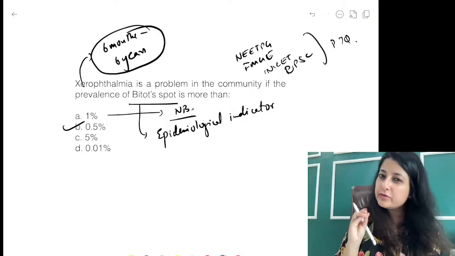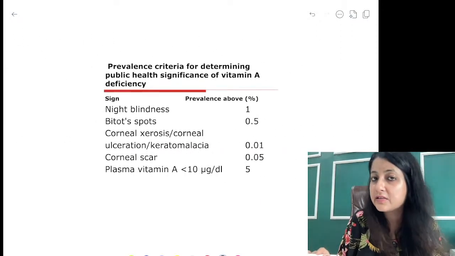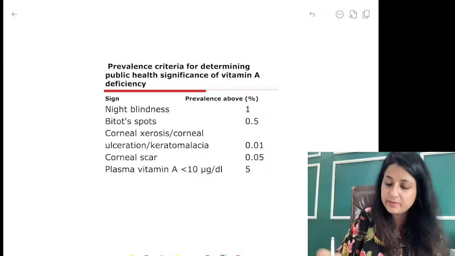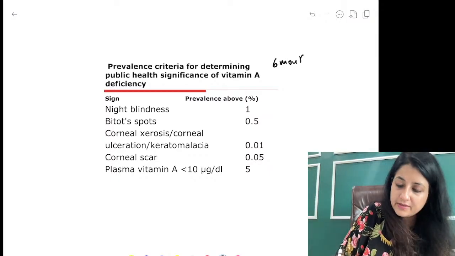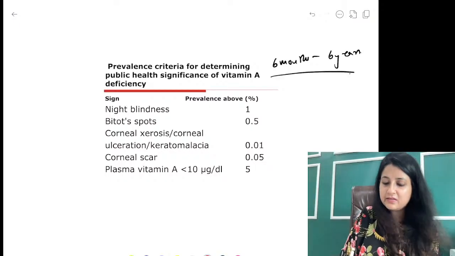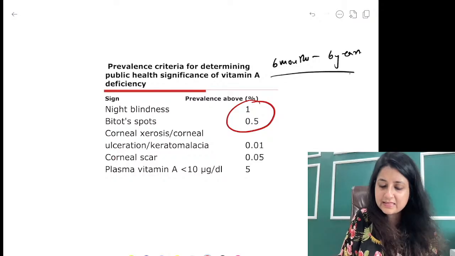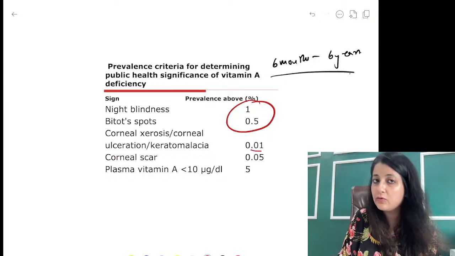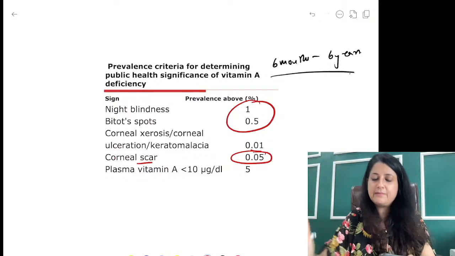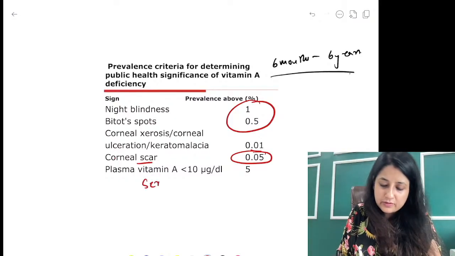Great. Now ये question is one of the most loved questions by all the exams, so इसको पढ़ के चले जाना. Prevalence criteria for determining public health significance of vitamin A deficiency we are going to do among 6 months to 6 years, and you should definitely consider these values. ये तो आना ही आना है. Rest, corneal xerosis, ulceration, keratomalacia 0.01%, scar 0.05% से ज़्यादा, and plasma vitamin A level, serum retinol basically, we should also take care.